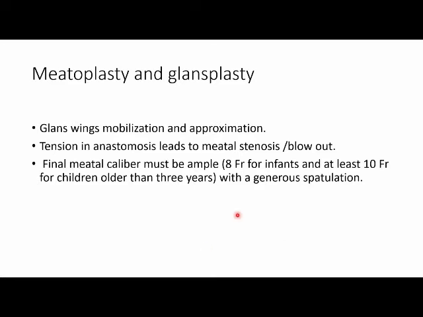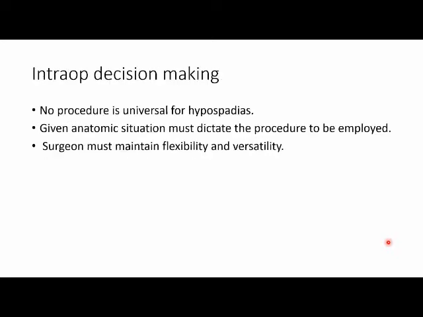And the final meatal caliber which you are aiming for here should be 8 French for an infant, and at least 10 French for children older than 3 years. And as I said, there should be generous spatulation of the neomeatus. Otherwise, there will be risk of meatal stenosis.